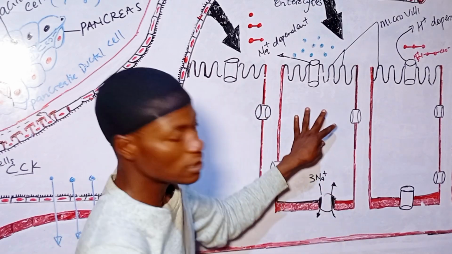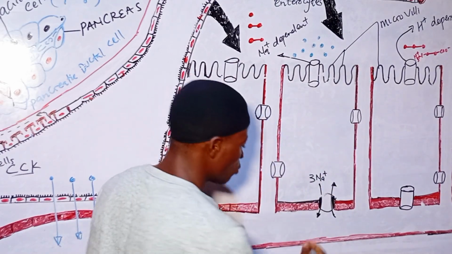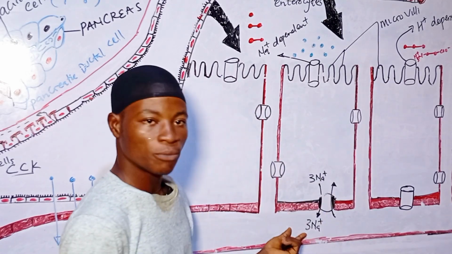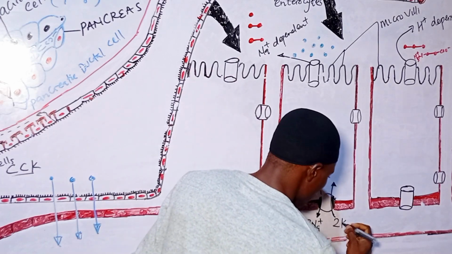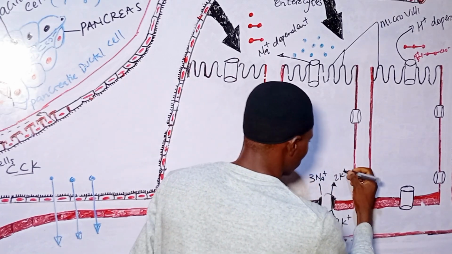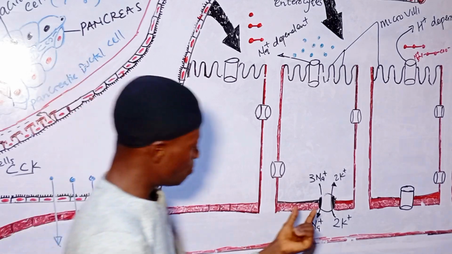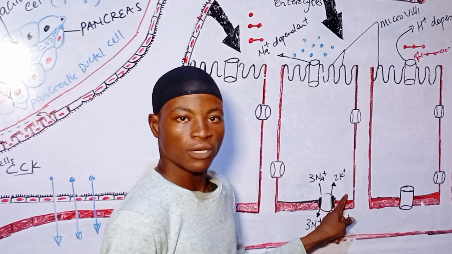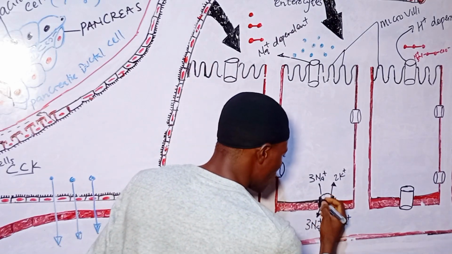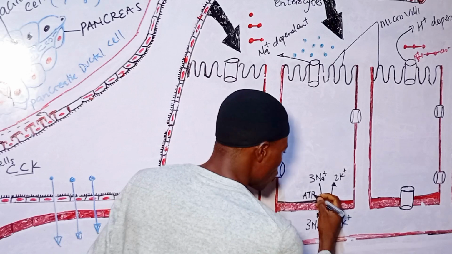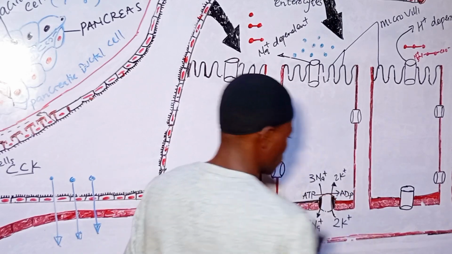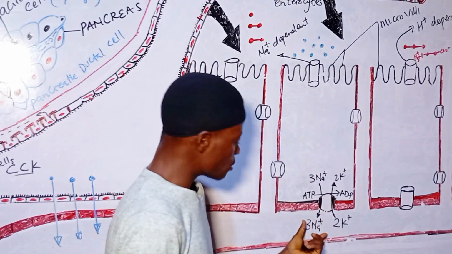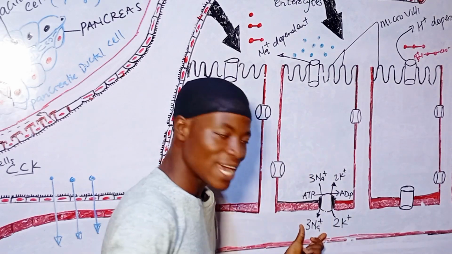Now what happens is that inside the enterocytes, this particular pump picks up 3 sodium ions from the enterocyte and pumps them out into the blood vessel. At the same time, it pumps in 2 potassium ions. As you can see, it pumps out 3 sodium ions and pumps in 2 potassium ions. In that case, it requires ATP to perform its function. At the point that it is picking up 3 sodium ions from the enterocyte and pumping them out into the blood vessel, it will be utilizing ATP.